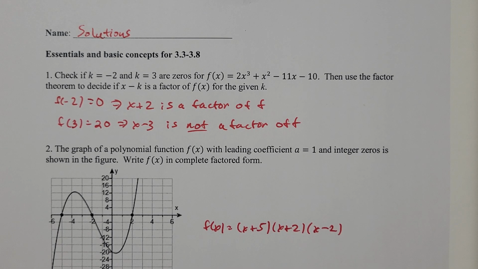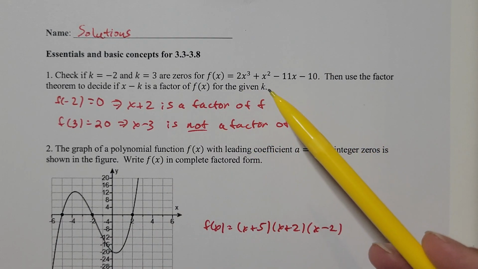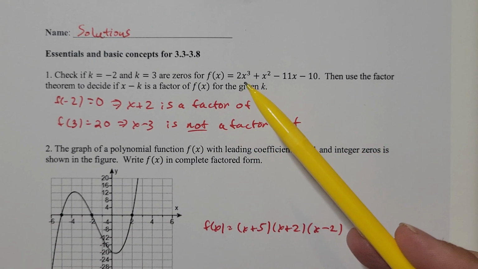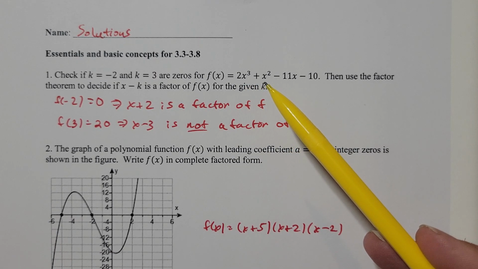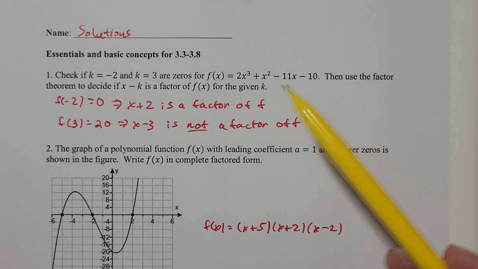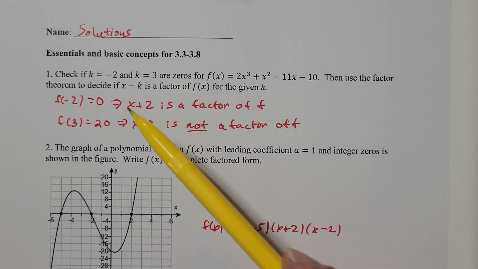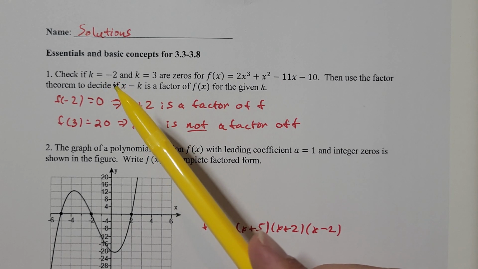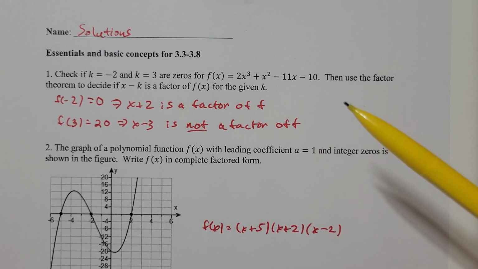Okay, so -2 needs to be plugged in for x. So if I do that, -2 cubed is -8 times 2 is -16. Plus 4 is -12. Plus 22 is 10. Minus 10 gives me 0. Okay, so because I'm getting 0 left over, then we say that k equals -2 is a 0 of f. Okay, a 0 is a number that's going to return 0.